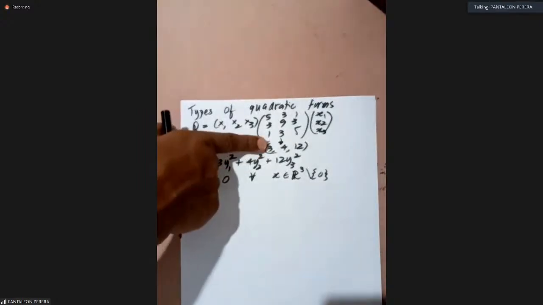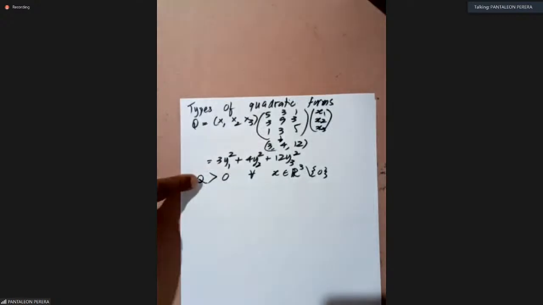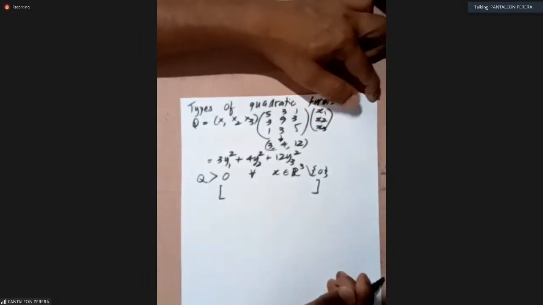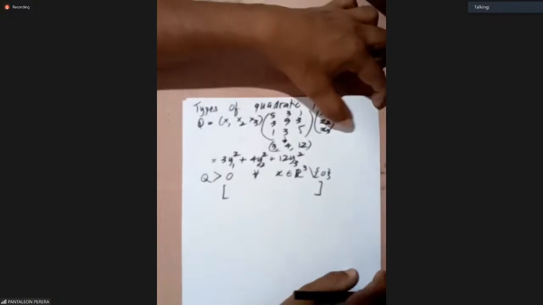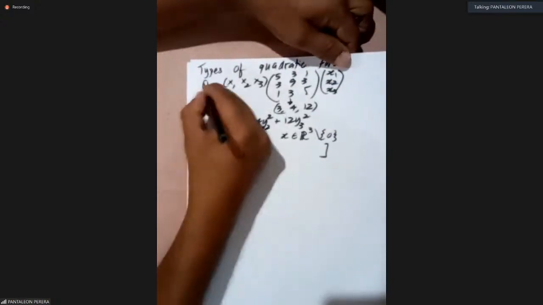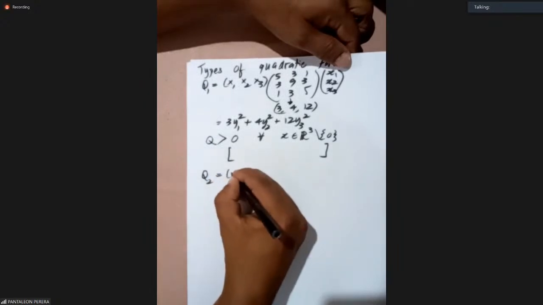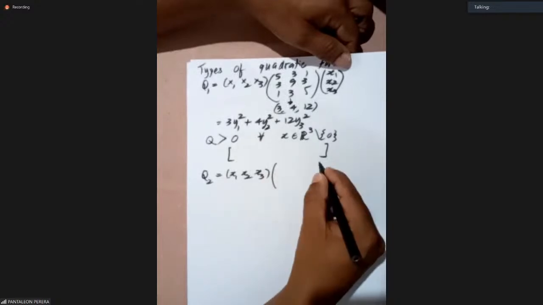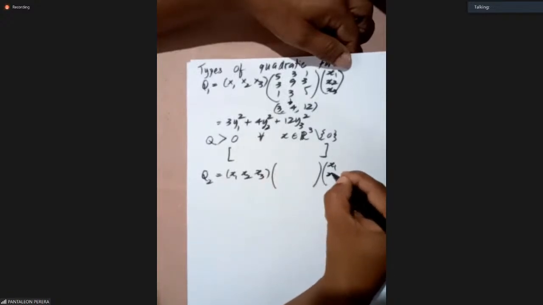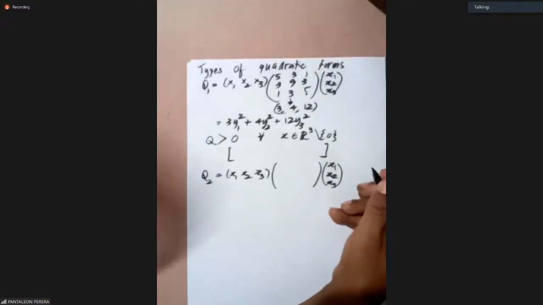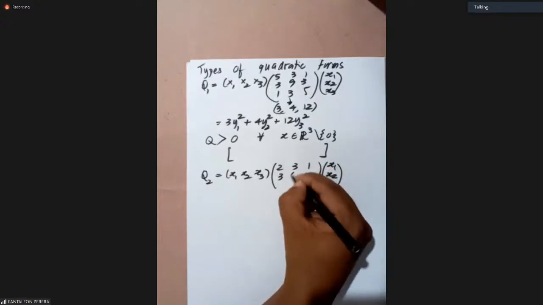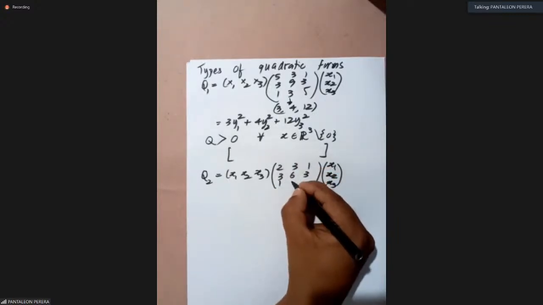Except at that point, it is positive. What about the eigenvalues? Eigenvalues are all positive. Therefore, this is positive. Now we have a special name for that. Now we take the second example. I take Q1, now Q2. Let's take this one.